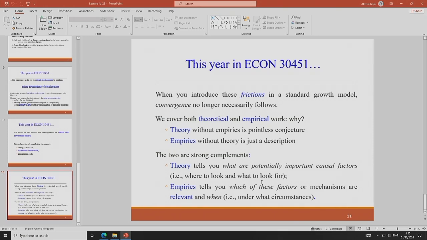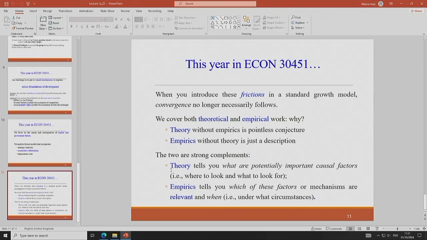Empirics without theory is just a mere description. You may observe a phenomenon, but what we want to do is establish a causal relationship to make sure that this X is what is actually causing Y. Now, the problem is that most of the time in economics, there are many X's. And so we want to be able to isolate which one of those are affecting and determining that particular Y. This is the issue that econometrics tries to solve.